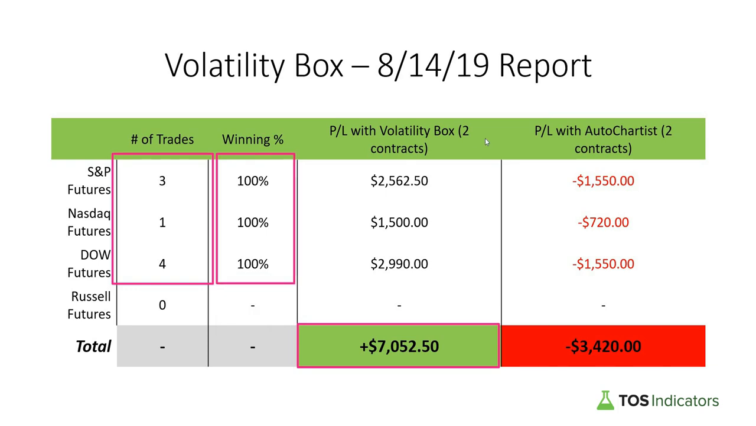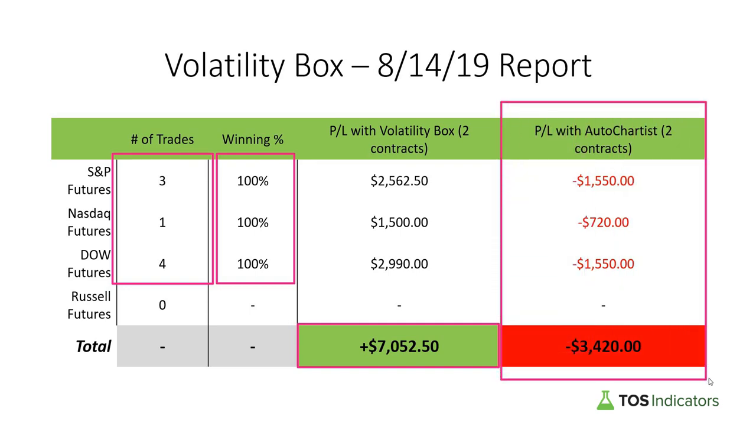One thing to call out is we did add a side-by-side comparison for today's activity, rather, what would have happened had you used other volatility models like AutoChartist with the same 2 contracts. As you can see, the AutoChartist model performed significantly worse, with you losing almost $3,400, a little bit more than that. And this is still a conservative loss in which we've only taken the entries where the Volatility Box actually triggered an entry on our conservative model.